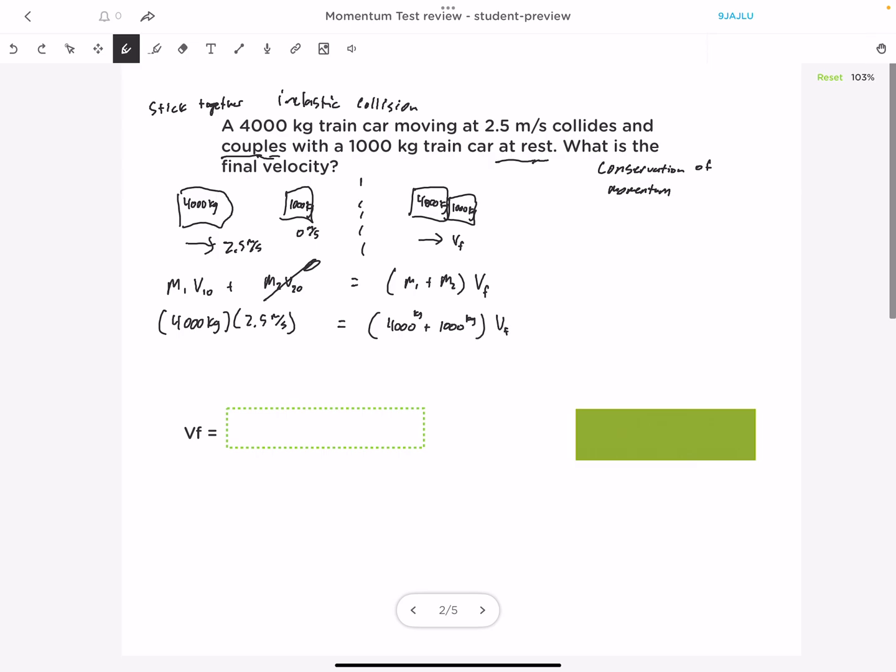We're not sure what that is, and we have to calculate it, right? So just go through the algebra. We know this comes out to 10,000 kilogram meter per second. That's the initial momentum of the system. And that has to equal the final momentum, which is 5,000 kilograms times whatever the final velocity is. At this point, we divide both sides by 5,000 kilograms, and we get a final velocity equal to 2 meters per second. So we get 2 meters per second. All right, and that is the answer to that one.